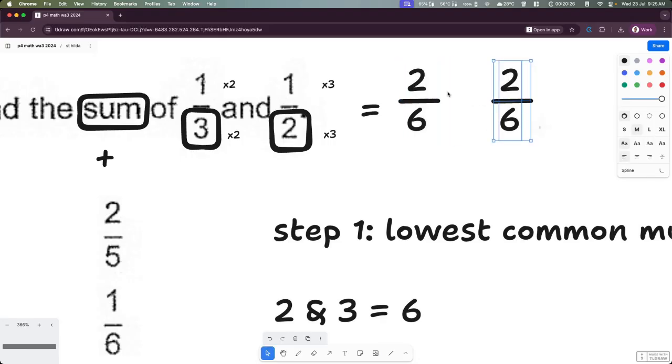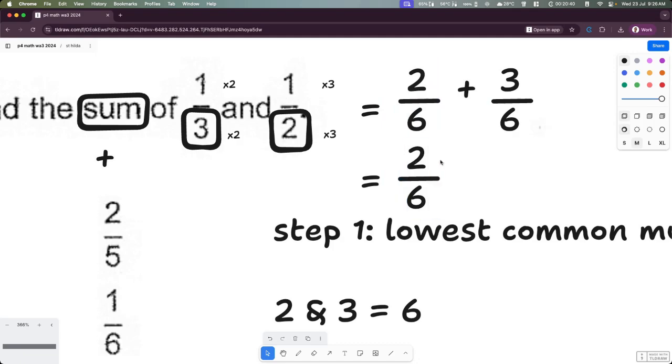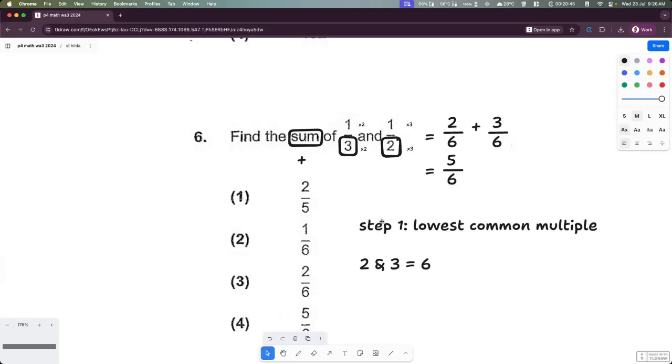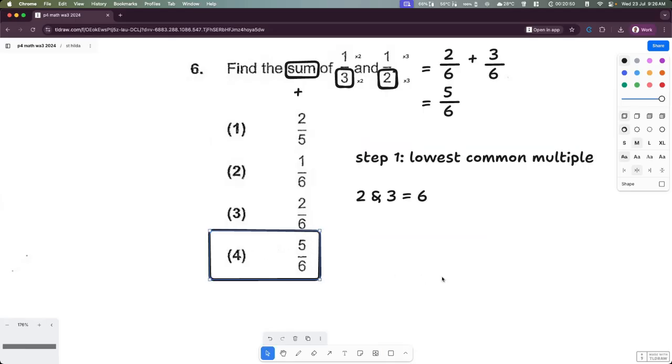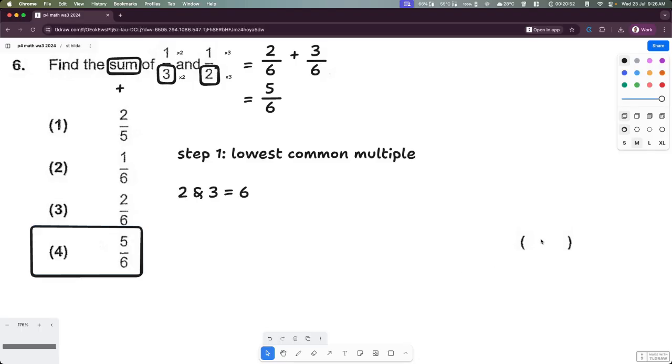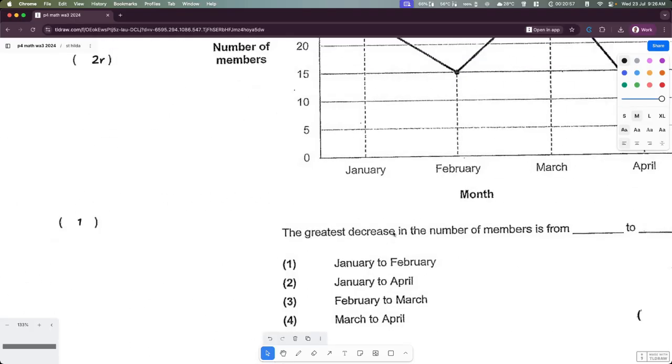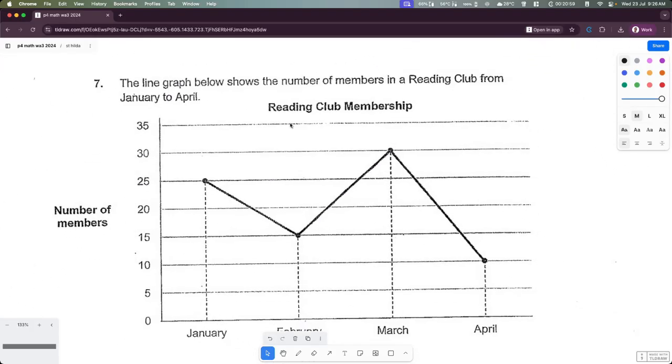Plus, this should be 3 over 6 in this case. And 2 over 6 plus 3 over 6, what will this give us? If your answer is 5 over 6, then you're right. So the answer in this case is 5/6. So where do we get 5/6? This is option 4. So the answer for question 6 is option 4. Alrighty, let's move on to the next question. All right, question 7.